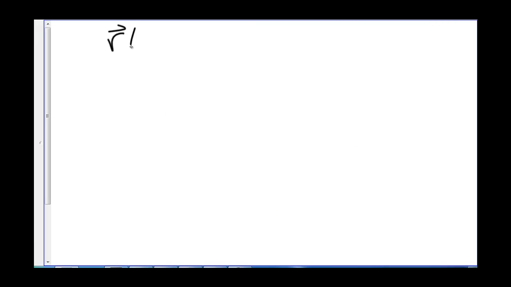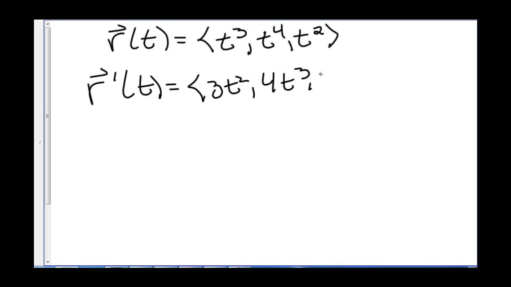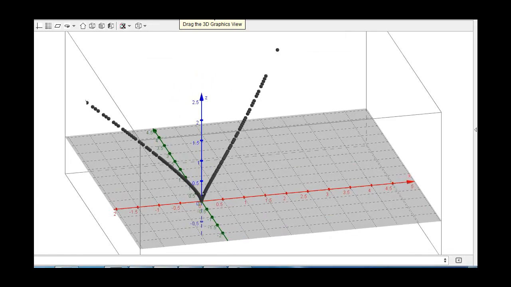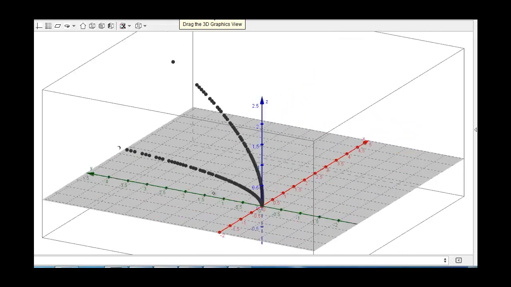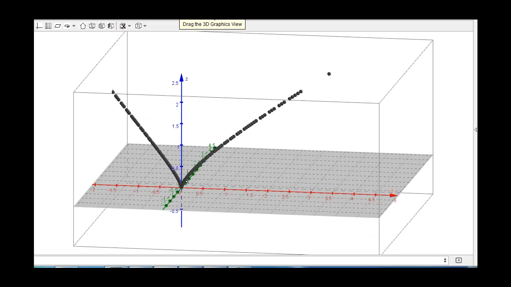So now let's look at the vector r of t equals t cubed, t to the 4th, t squared. So when we find our derivative, we get 3t squared, 4t cubed, and 2t. So what happens when we graph this? We notice that at the point 0, 0, 0, we have a point that we call a cusp. So with any function that contains the point 0, 0, 0, you will have a cusp, and there is no derivative at that point.